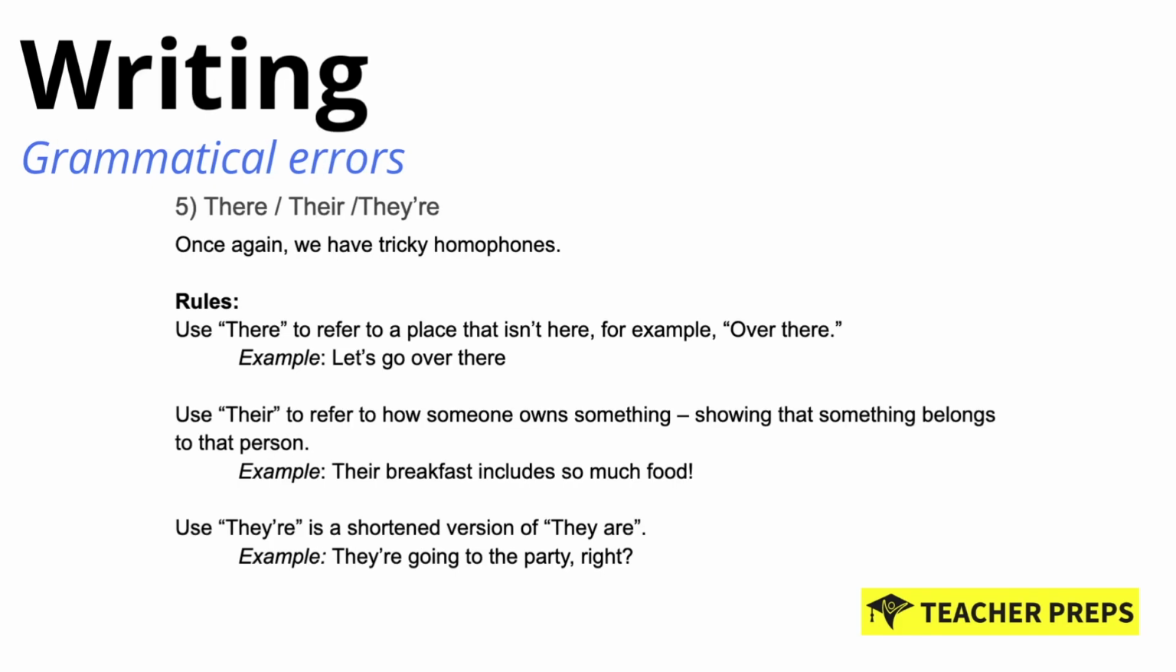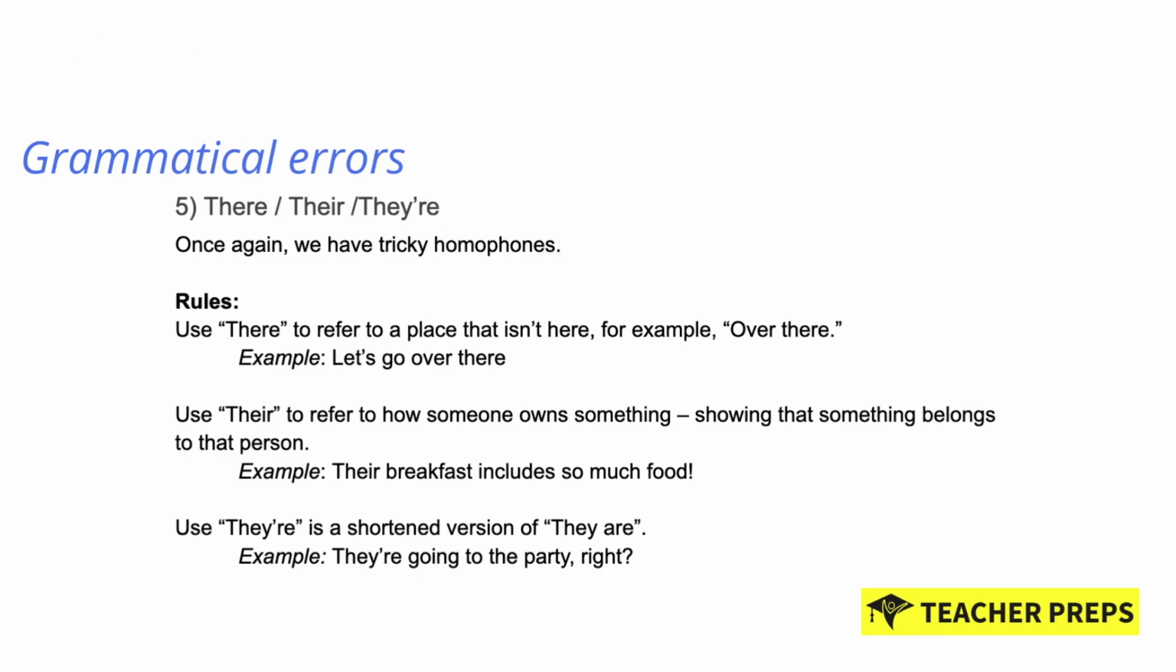The next common grammatical error is there versus their versus they're. Once again, tricky homophones. Rules, there, to refer to a place that isn't here. For example, over there. Let's go over there. And then use their, T-H-E-I-R, to refer to how someone owns something, showing that something belongs to another person. For example, their breakfast includes so much food. T-H-E-Y apostrophe R-E is shortened for they are. The example is they're going to the party tonight, right?